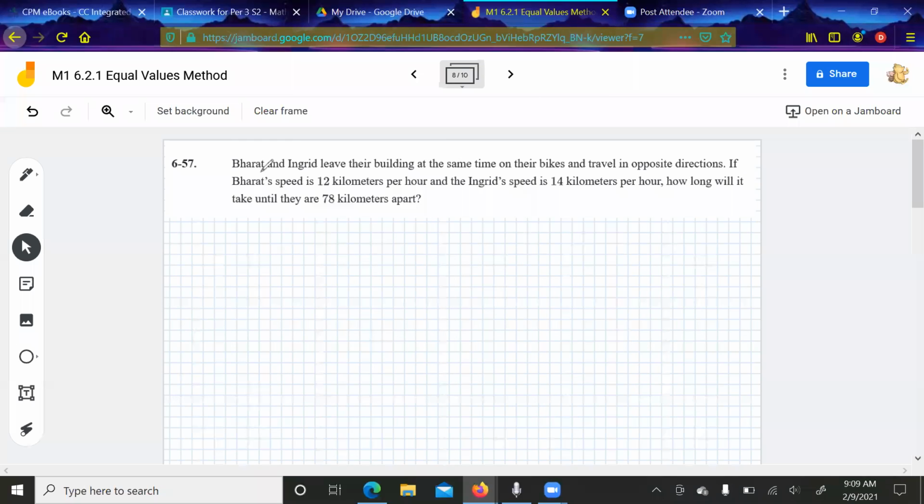And let's read this. Bharat and Ingrid leave their building at the same time on their bikes and travel in opposite directions. If Bharat's speed is 12 kilometers per hour and Ingrid's speed is 14 kilometers per hour, how long will it take until they're 78 kilometers apart?